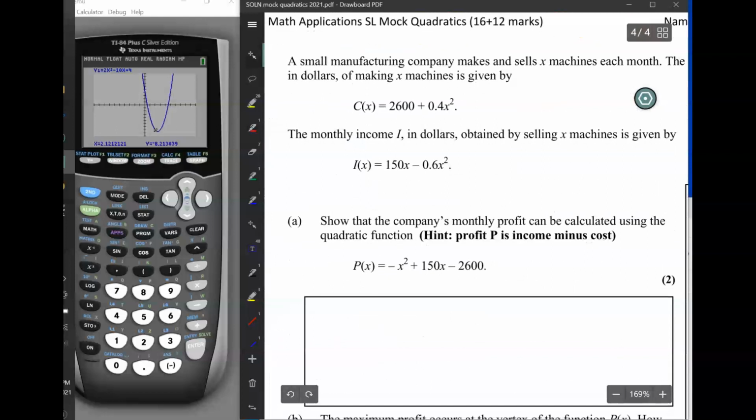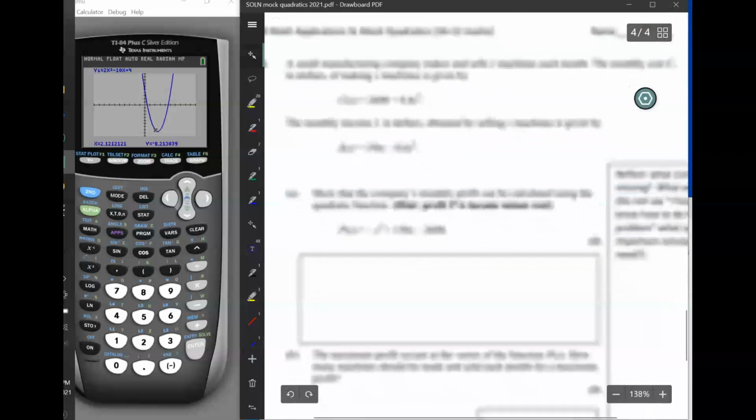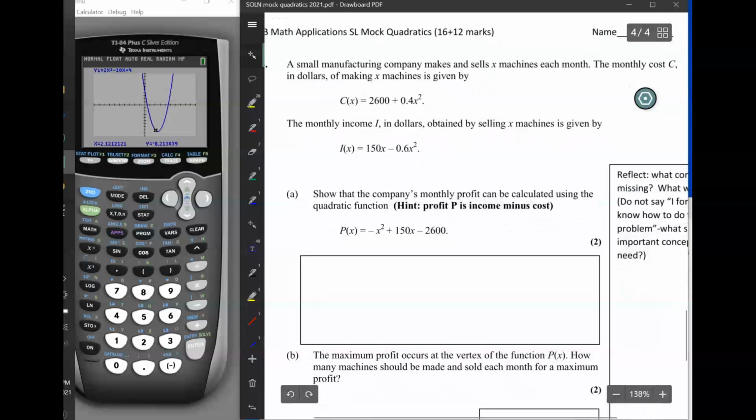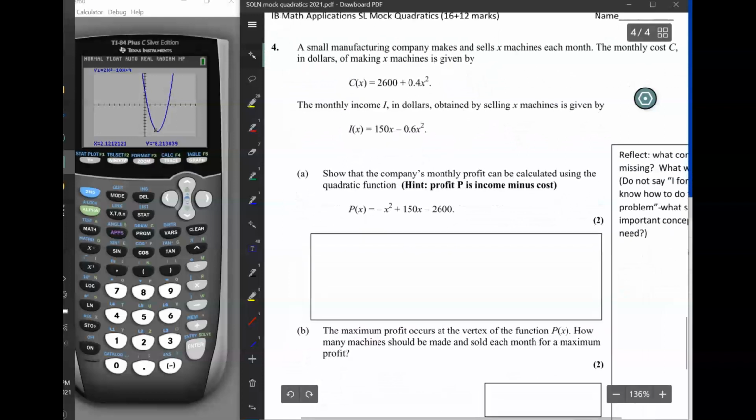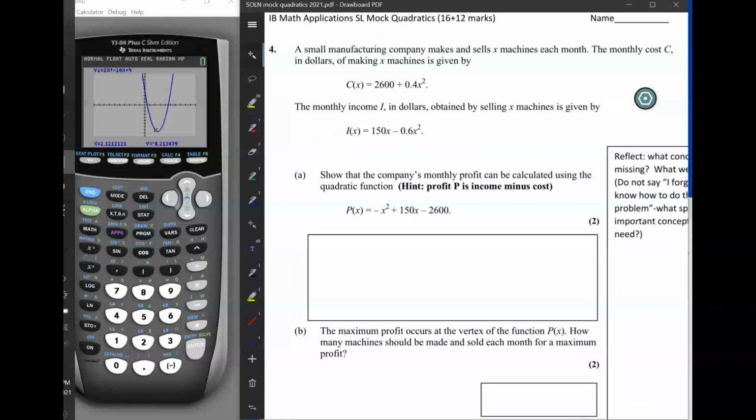You haven't seen too many of these long problems, but this is one of the long problems on the IB exam. Paper 2 has all the long problems. Paper 1 has all the short problems. They both use the calculator.